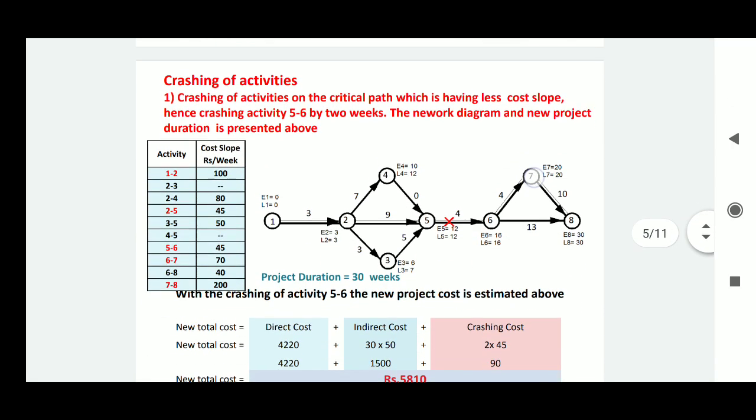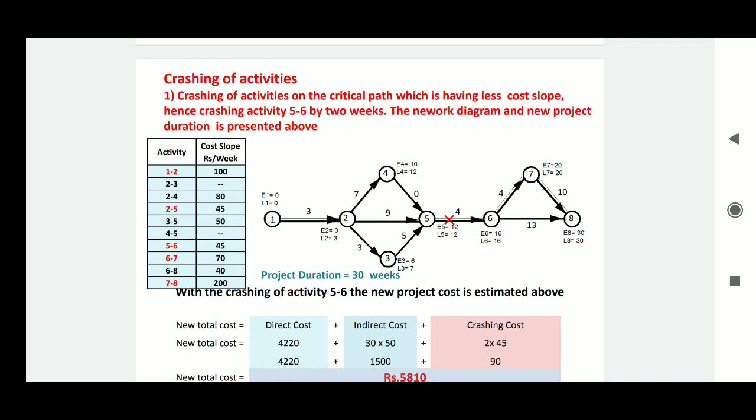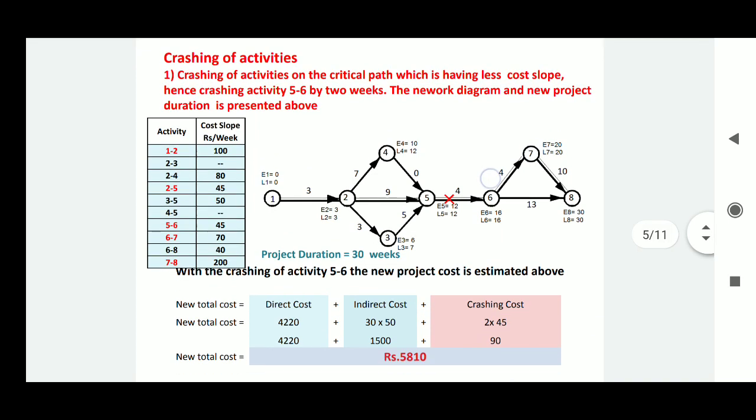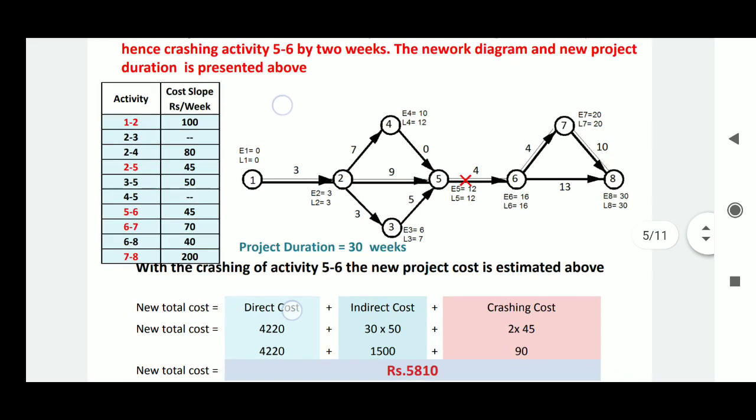Then let us start with the crashing of that network. In our problem, we can crash the total network, that is from 1 to 8, for the activities given: 1 2, 2 5, 5 6, 6 7 and 7 8.